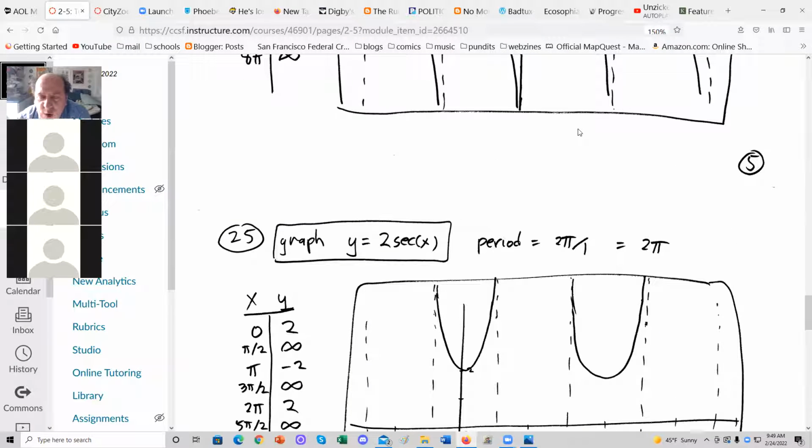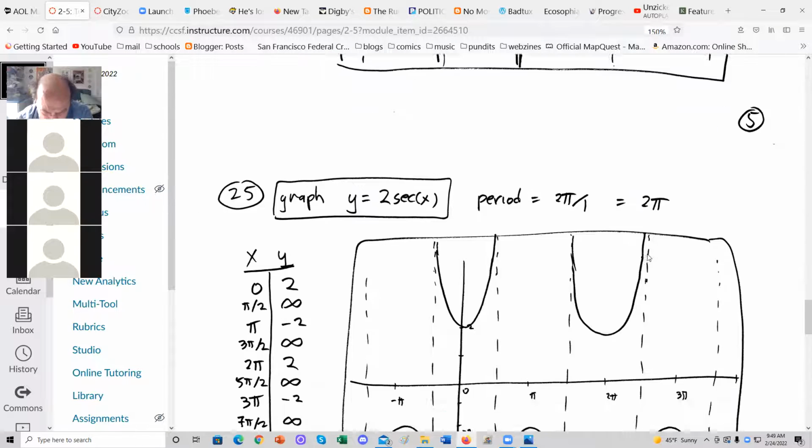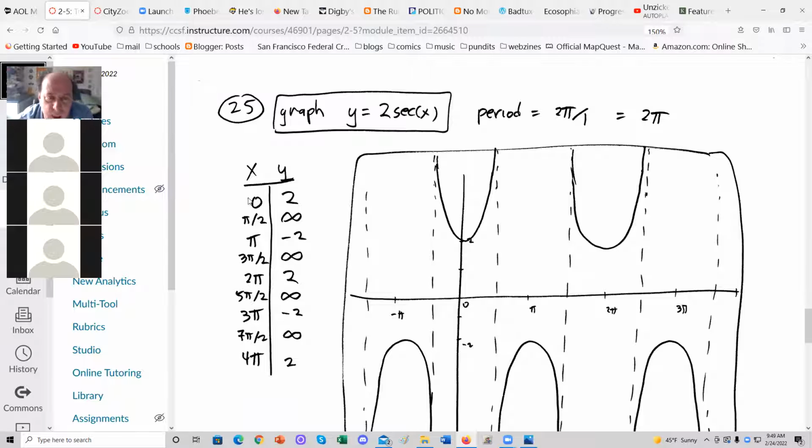Now, y equals 2 secant x. This 2 outside expands the graph, stretching it vertically by 2. Now the period is 2 pi. Here's a 1, I'll make it 1. So the period is 2 pi over 1, 2 pi. And when x is 0, 2 secant 0. Secant of 0 is 1 over cosine 0, which is 1, so 2 times 1 is 2. So 2 secant x is 2 when x is 0.